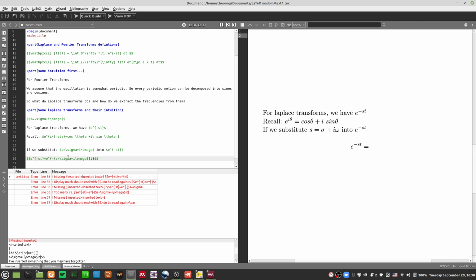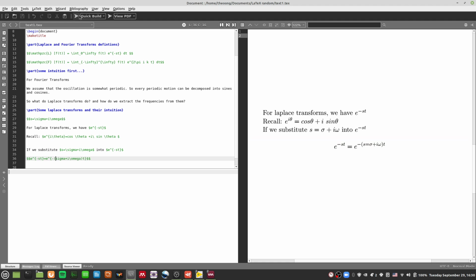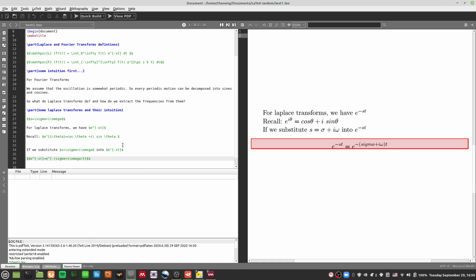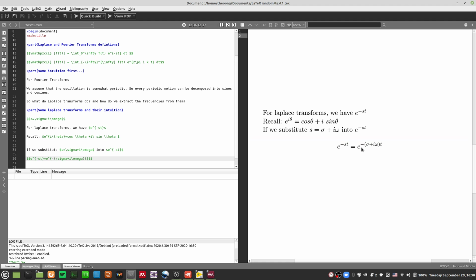Alright, let me delete first. Alright, this is what we looked at. Okay, so we get rid of the s, and then you will see this. One more. There we go. Okay, so you see there's an e to the minus sigma t and e to the minus I omega t. Right?